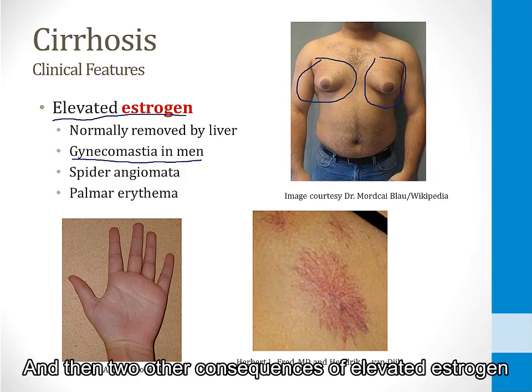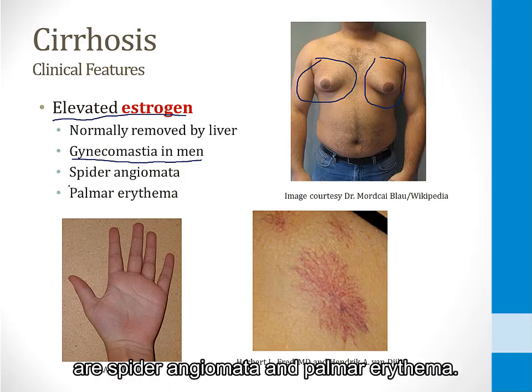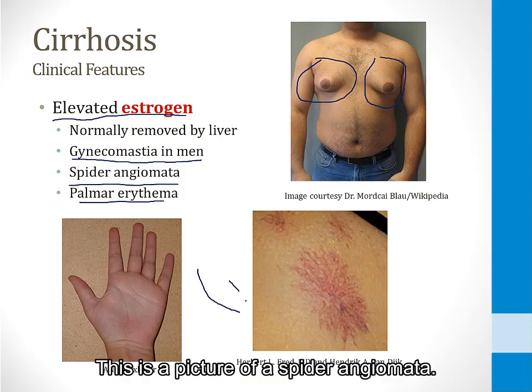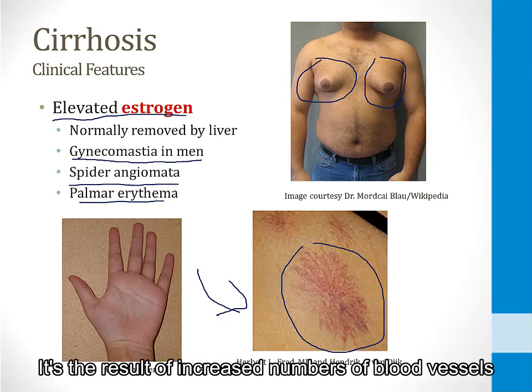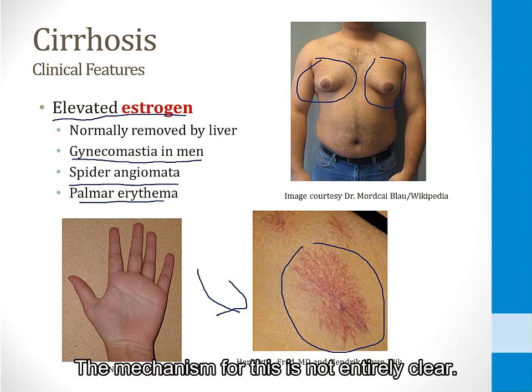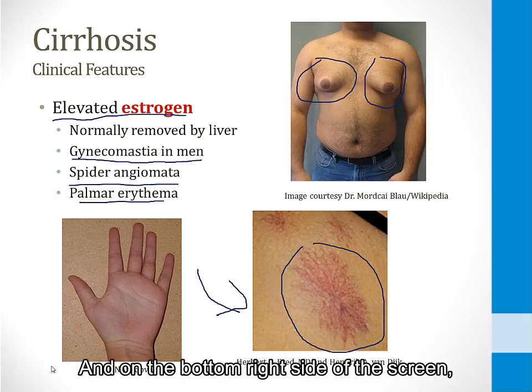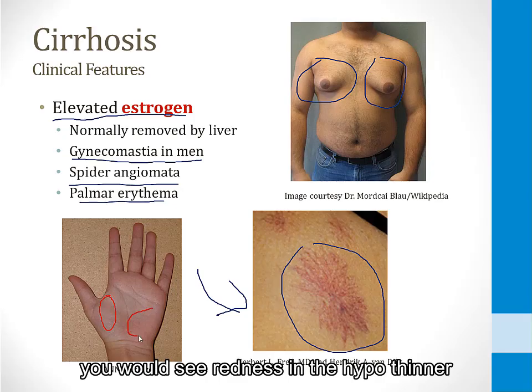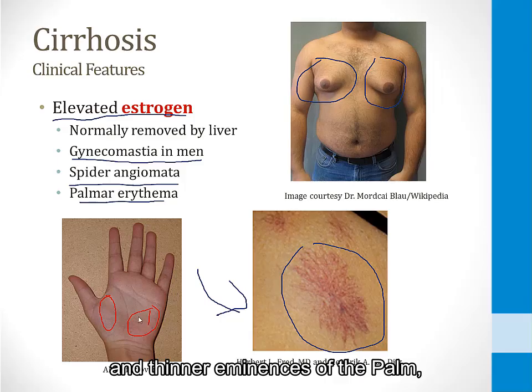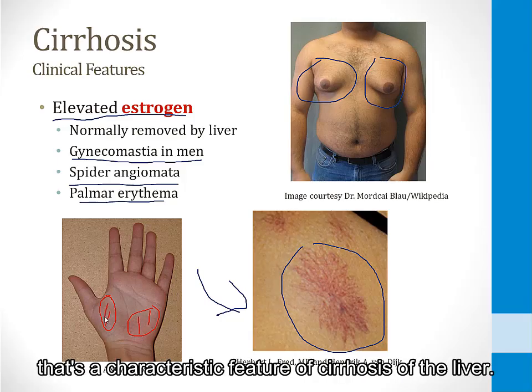And then two other consequences of elevated estrogen are spider angiomata and palmar erythema. This is a picture of a spider angiomata on the screen here. You can see it's a red lesion on the skin. It's the result of increased numbers of blood vessels below the skin. The mechanism for this is not entirely clear. And on the bottom right side of the screen is a normal palm. If this patient had palmar erythema, you would see redness in the hypothenar and thenar eminences of the palm. That's a characteristic feature of cirrhosis of the liver.